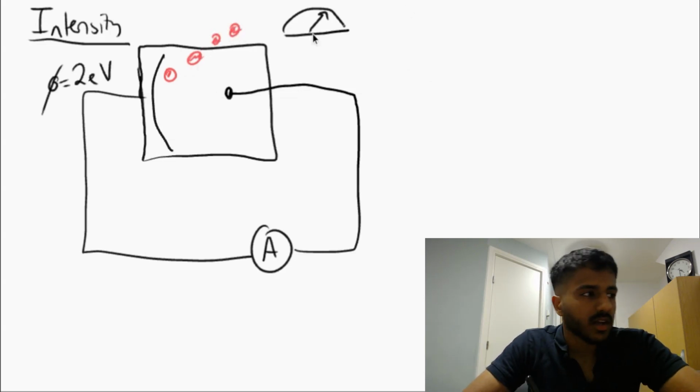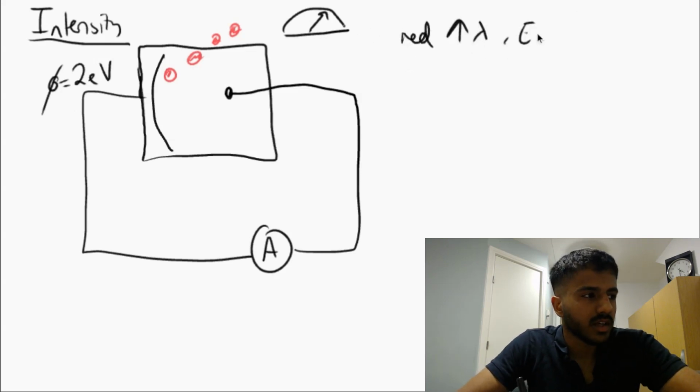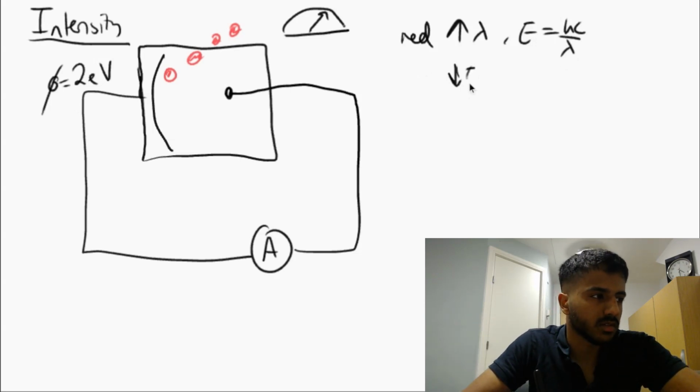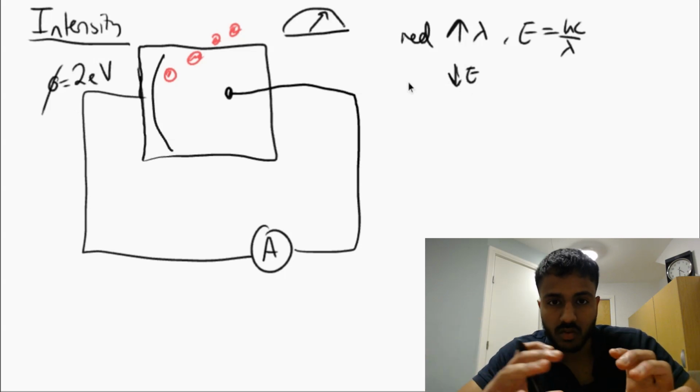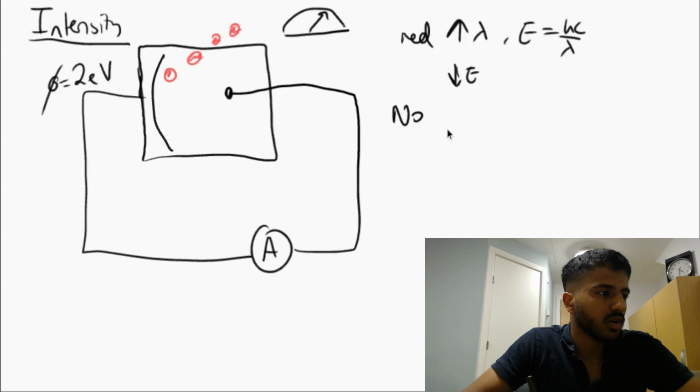well, red light has a long wavelength, and we know that wavelength is inversely proportional to energy, so this red light will have a lower energy. When we set photons with the wavelength of red light onto this metal surface, we will see that no electrons are liberated.